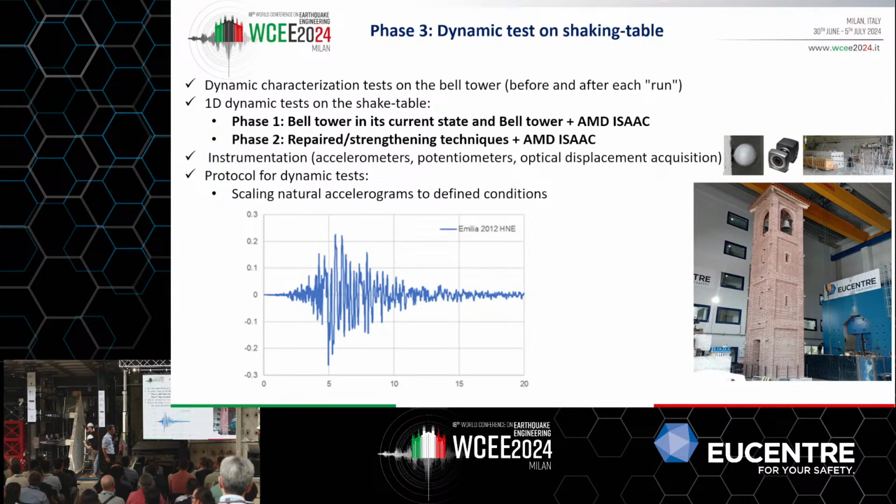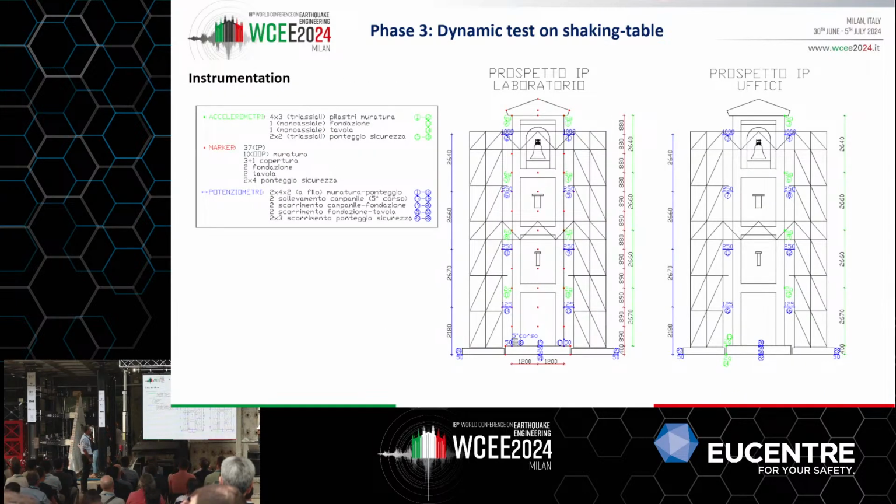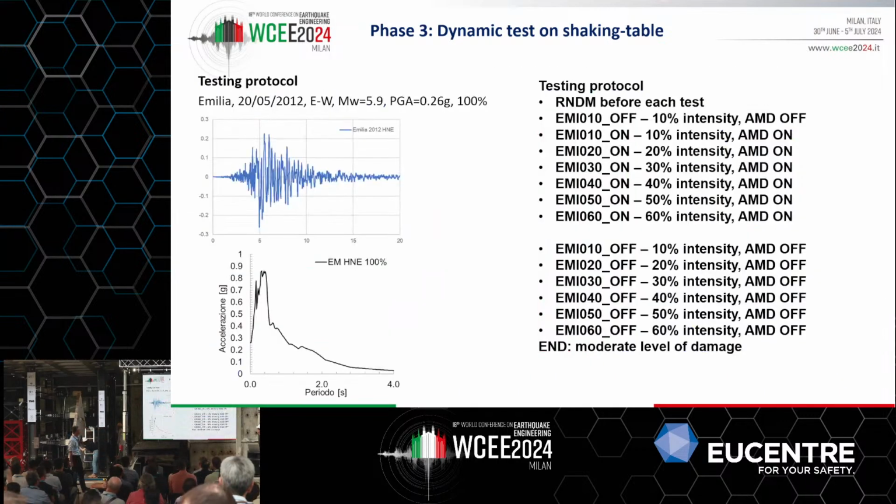The accelerogram that we used is the 2012 Emilia earthquake, and this is okay. The instrumentation that we installed, I already talked about that. It's nothing particularly interesting. Okay, what is more interesting is the loading protocol. We decided to use the May 2012 main shock of the Emilia earthquake, east-west direction, with a PGA of 100% of the ground motion at 0.26 g.